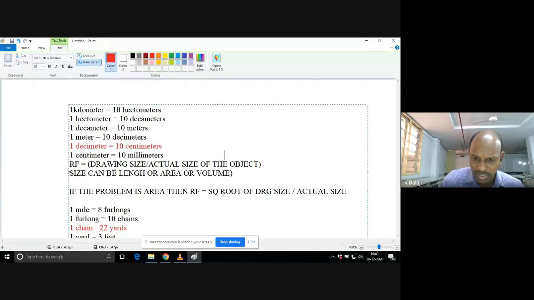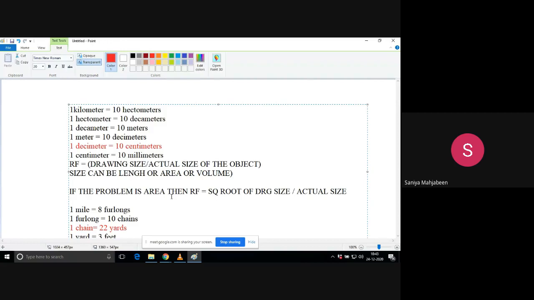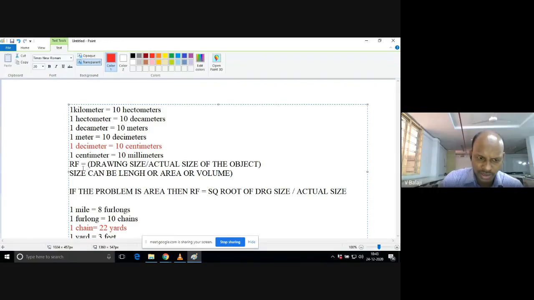Are you following? Yes, sir. So it's a simple calculation. Sometimes it is given in the problem. Otherwise, you need to take this ratio. Whether it's an area problem, volume problem, or linear length problem, you can easily identify. If it's a length problem, directly you take RF is equal to drawing length by actual length of the object. If it is an area problem, take square root of that same formula.